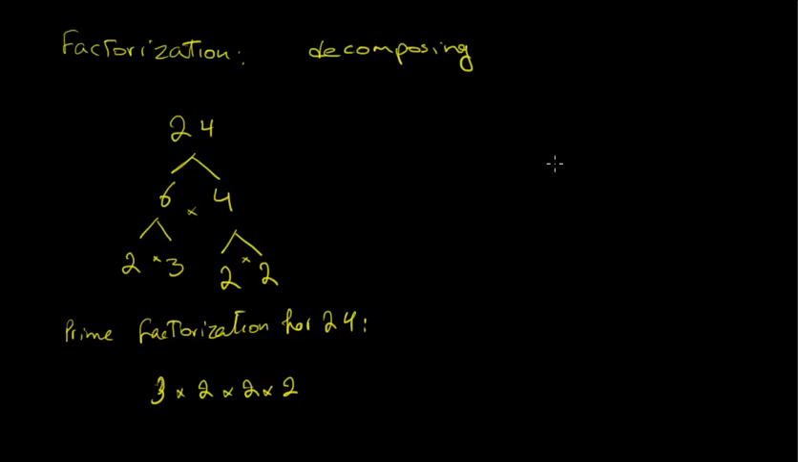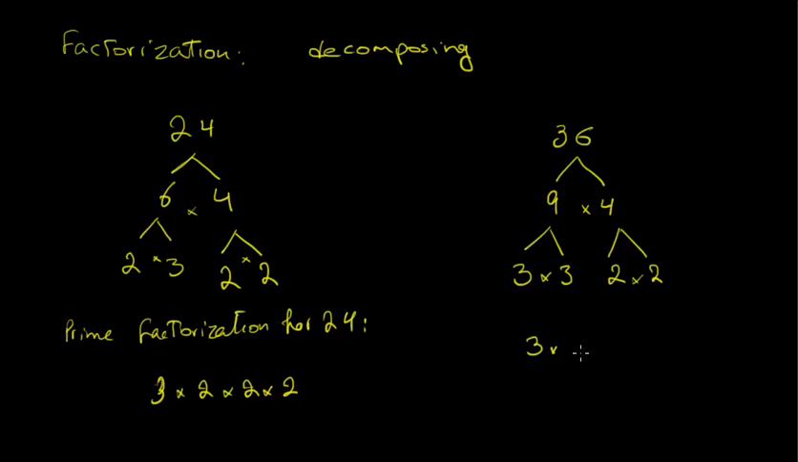Let's work with 36. We start our factor tree by thinking of what factors go into 36. 9 times 4 is 36. The factors that go into 9 are 3 and 3. The factors that go into 4 are 2 and 2. So the prime factorization for 36 is 3 times 3 times 2 times 2.